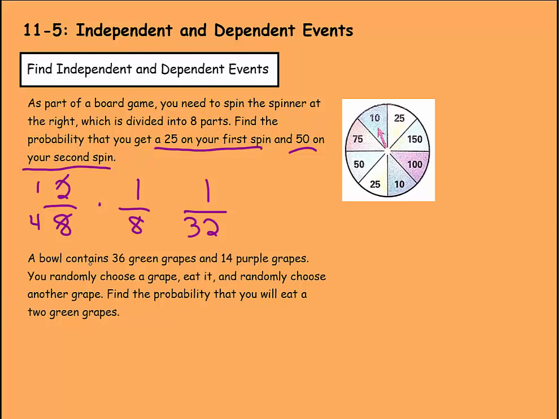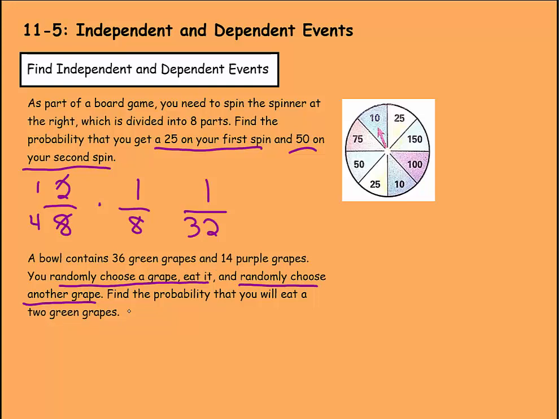Now it says a bowl contains 36 green grapes and 14 purple grapes. You randomly choose a grape, eat it, and randomly choose another grape. Find the probability that you will eat 2 green grapes. So it looks like we choose a grape and eat it, and then we randomly choose another grape. Is this second grape impacted by the first grape? Actually it is, because there's one less grape now.